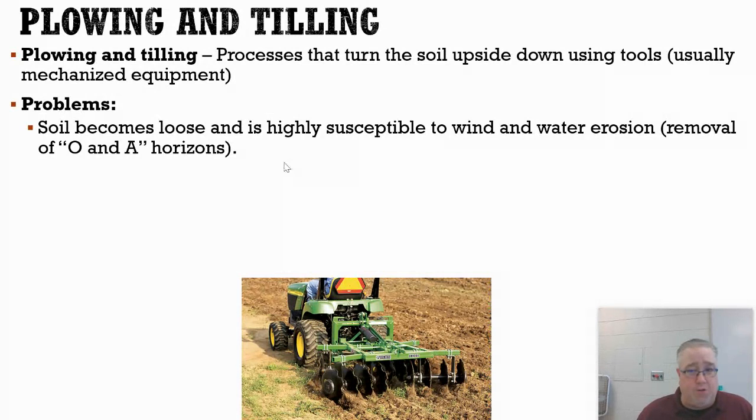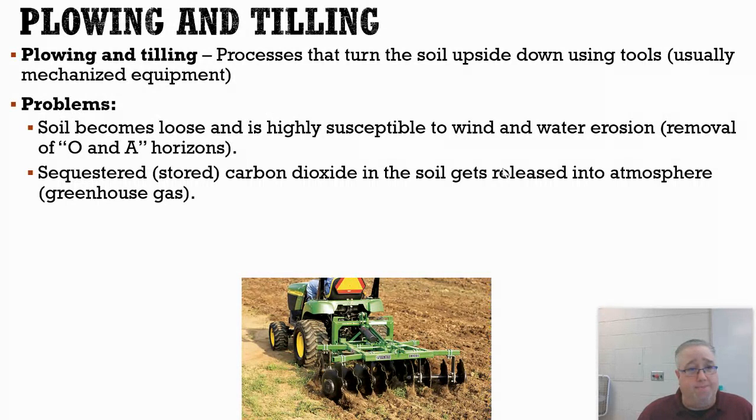Now, one of the big issues with that is when we loosen the soil, it makes the soil very susceptible to erosion, especially wind and water erosion. And if that soil is going to erode, just drifting away, we're going to be removing those O and A horizons, which are the most fertile layers of our soil. So we don't want to degrade our soil by causing it to erode away.